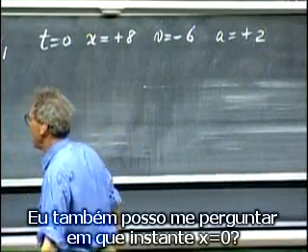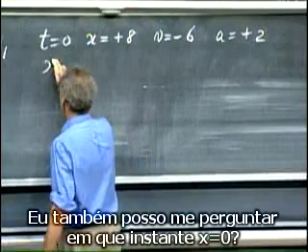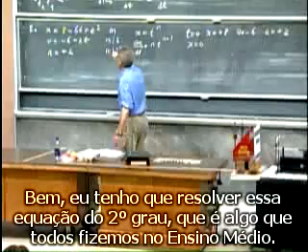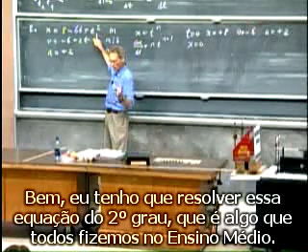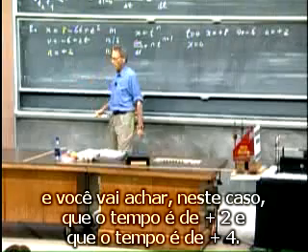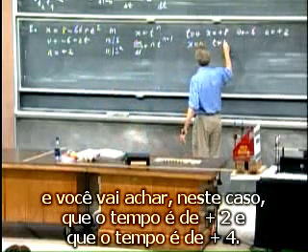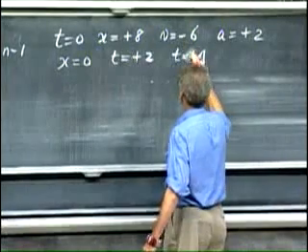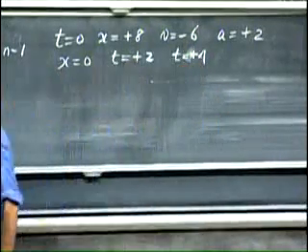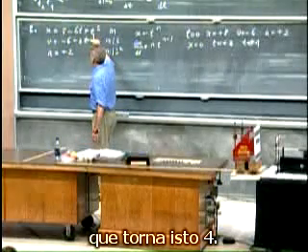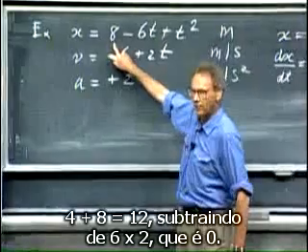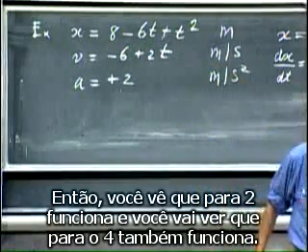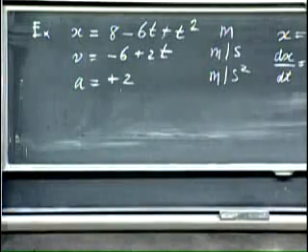I can also ask myself, at what time is x equals 0? What are the times that x is 0? Well, I have to solve this second order equation, which is something that you've all done in high school, and you will find that that's the case when the time is plus 2 and when the time is plus 4. Take the plus 2, that makes this 4. 4 plus 8 is 12, minus 6 times 2, that's 0. So you see the 2 works, and you check that the 4 also works.